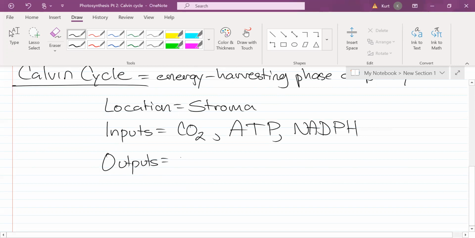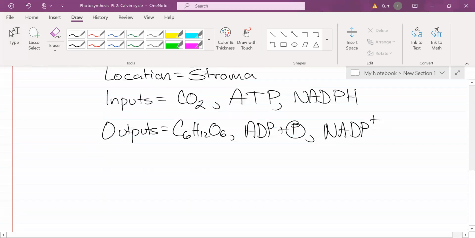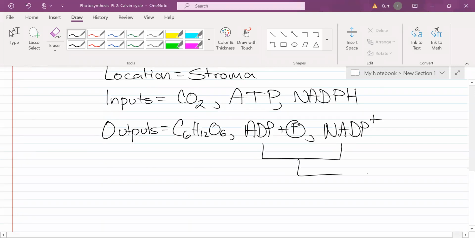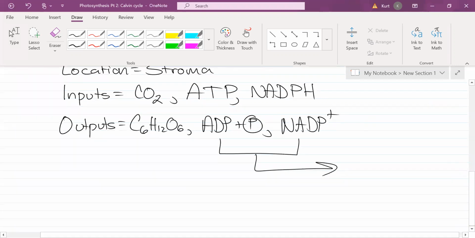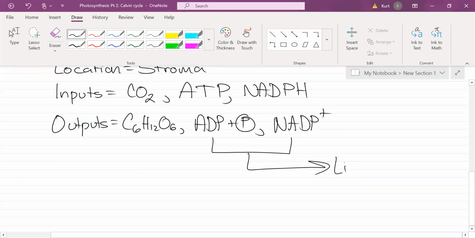The outputs are going to be C6H12O6, adenosine diphosphate with an inorganic phosphate, and NADP+. Where are ADP and NADP+ going? Where? Yeah, more specific, they're going back to the light reactions, which is where the electron transport chain is. They're going back to the light reactions to get reloaded. Same reason why you got to go to the gas station, reload. Same reason why you go to the grocery store, reload.